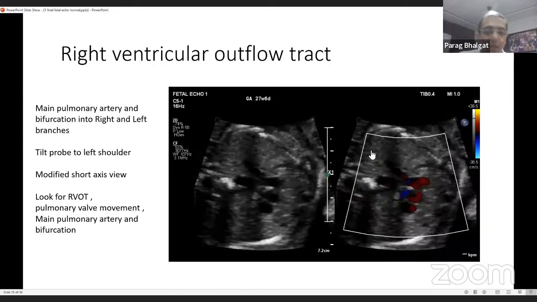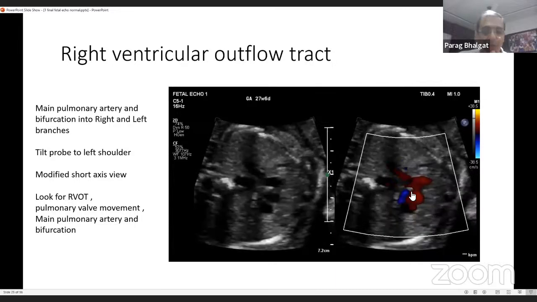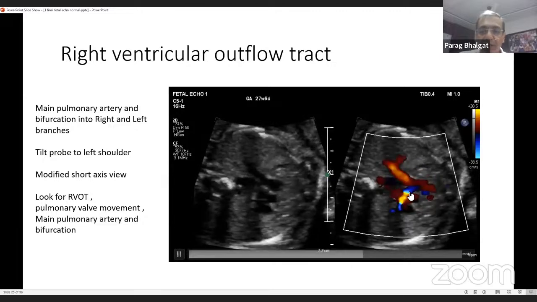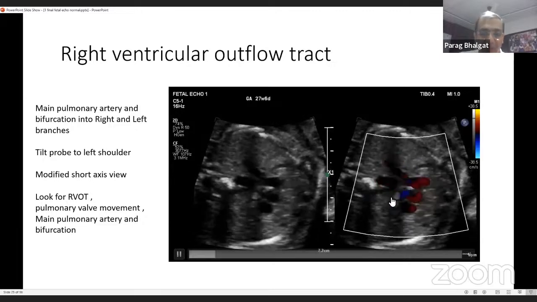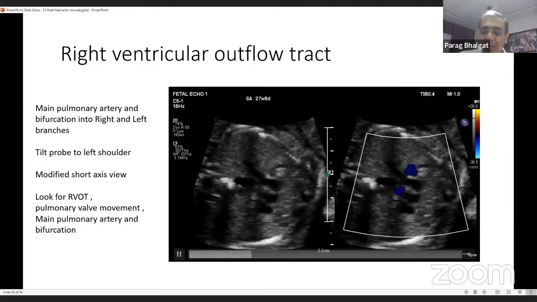Now coming to the right ventricular outflow tract, it is more like a modified short axis view. We can see bifurcation of MPA into left pulmonary artery, right pulmonary artery, and continuation as a duct. Arrangement of superior vena cava, aorta, and main pulmonary artery.